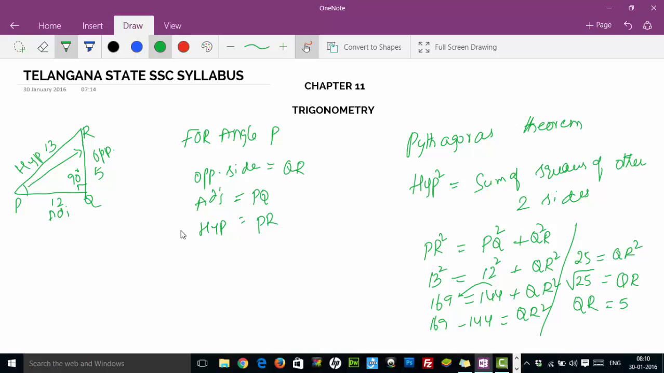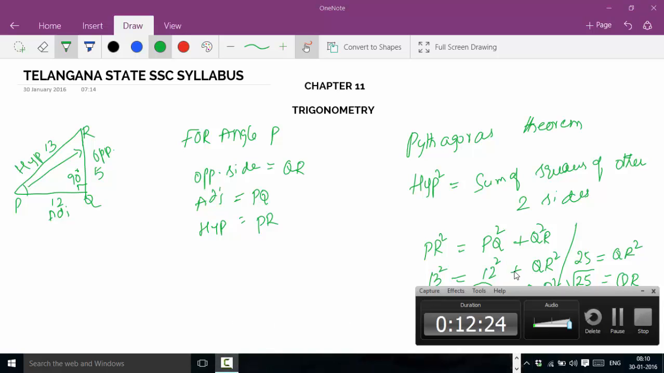So you all can see that if we know two sides of a right triangle, we can always find out the third side by making use of Pythagoras theorem. I'll pause the video and then I'll come back once again.